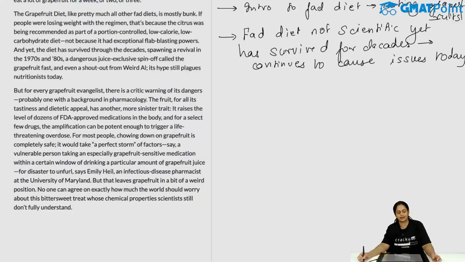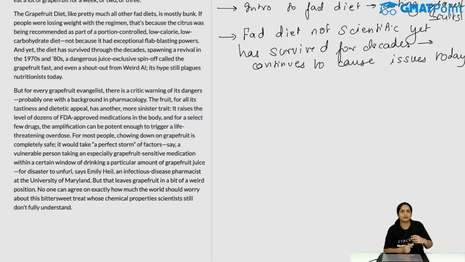So essentially, there are people who are warning that there are potential risks associated with grapefruit. And the risks are basically that it has a tendency to amplify the dosages of certain medications. And it could potentially trigger an overdose of certain life-threatening medications. Certain approved medications, if you increase their level or dosage to too high a level, can be life-threatening. And there are certain medications like that which can be impacted by taking grapefruit.